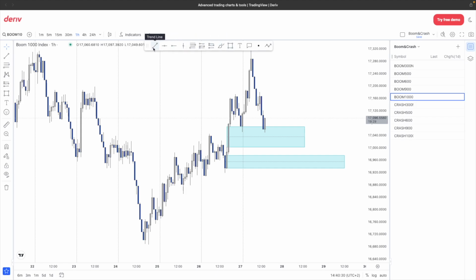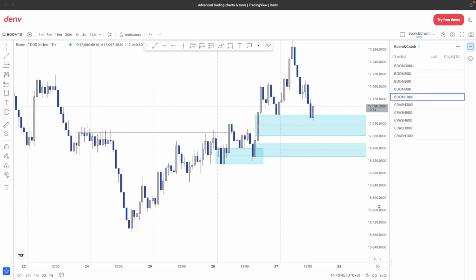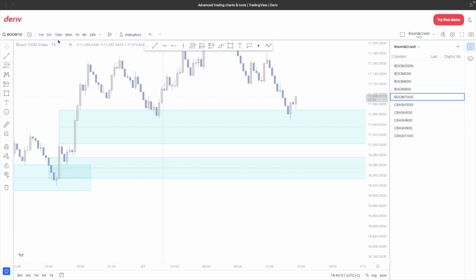Same thing that happened right over here. You can clearly see we broke this level right over here. With this push up, we created an order block right over there and a fair value gap. And when we go down to the lower time frames, for example, the 15-minute or the 5-minute, let's go down to the 5-minute.